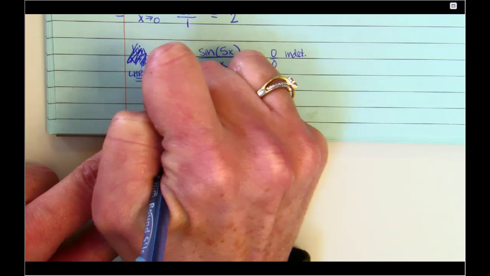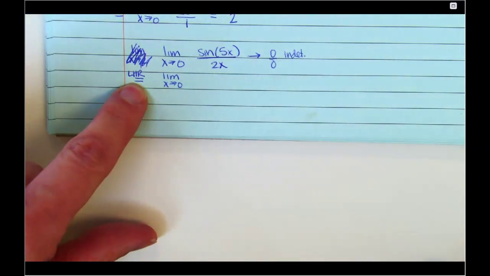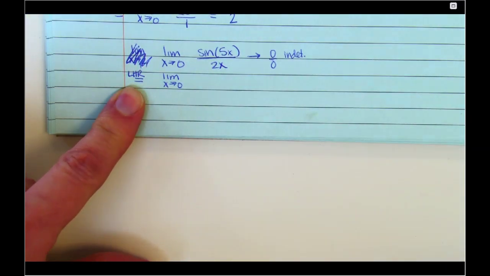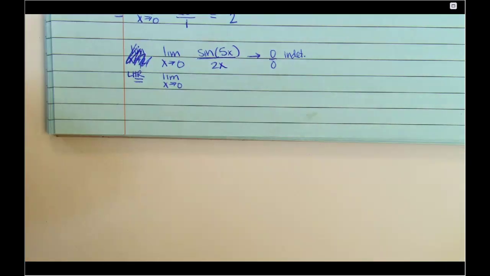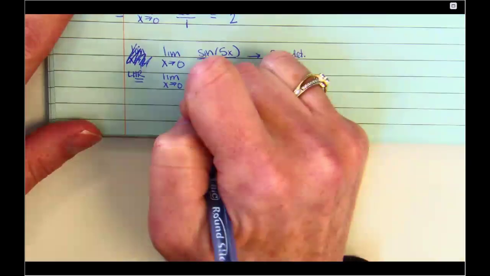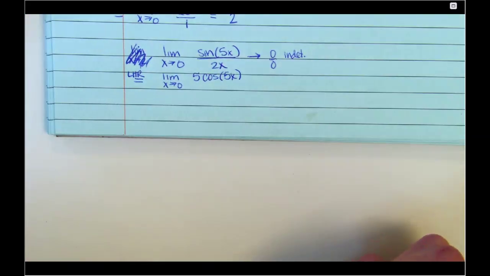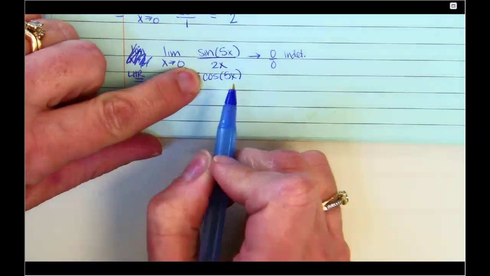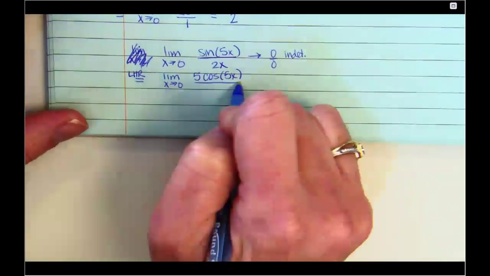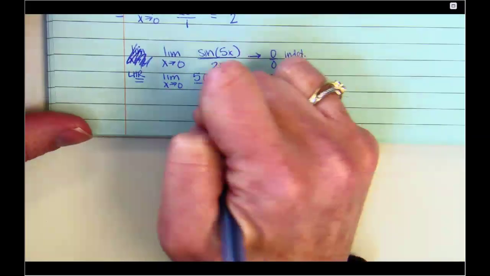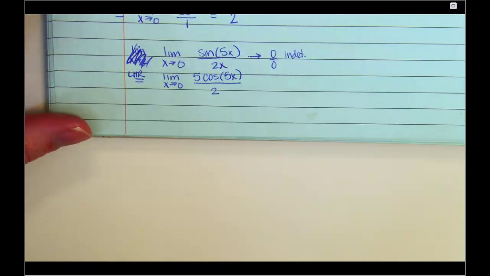Okay, so we're going to use L'Hopital's rule. So put the LHR there with your equal sign. And then what's the derivative of the top? 5 cosine 5x. That's chain rule again. Derivative of the outside, don't touch the inside. So cosine 5x times the derivative of the inside. What's the derivative of the bottom? 2. Okay, now plug it in, see what happens.